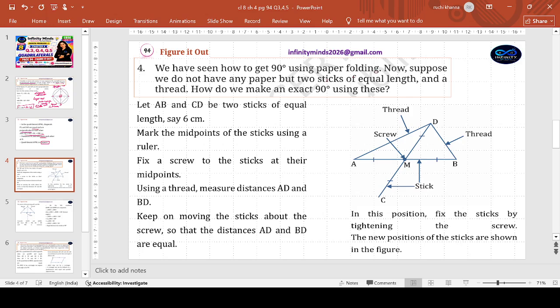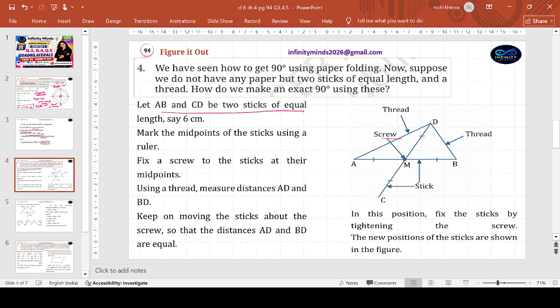Now suppose we don't have any paper, but we have two sticks of equal length. Let AB and CD be two sticks of equal length, and a thread. How do we make an exact 90 degrees using this? You have two sticks. So how do we make a 90 degree? Mark the midpoints of the sticks using a ruler. Fix a screw to the sticks at their midpoints. So at point M, you are fixing a screw.